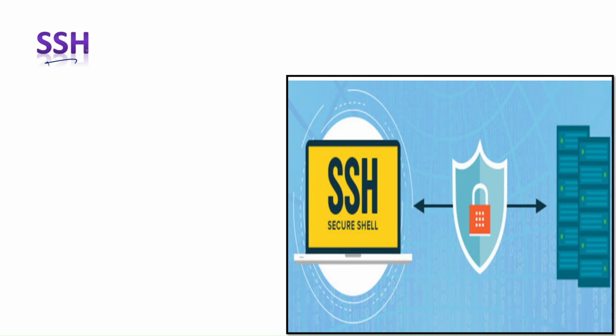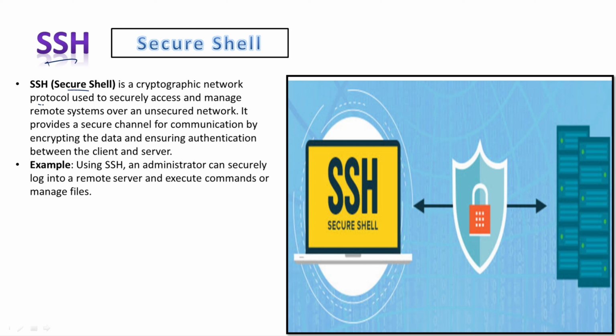SSH, that is Secure Shell. So SSH, Secure Shell, is a cryptographic network protocol used to securely access and manage remote systems over an unsecured network. It provides a secure channel for communication by encrypting the data and ensuring authentication between the client and server. For example, using SSH, an administrator can securely log into a remote server and execute commands or manage files.